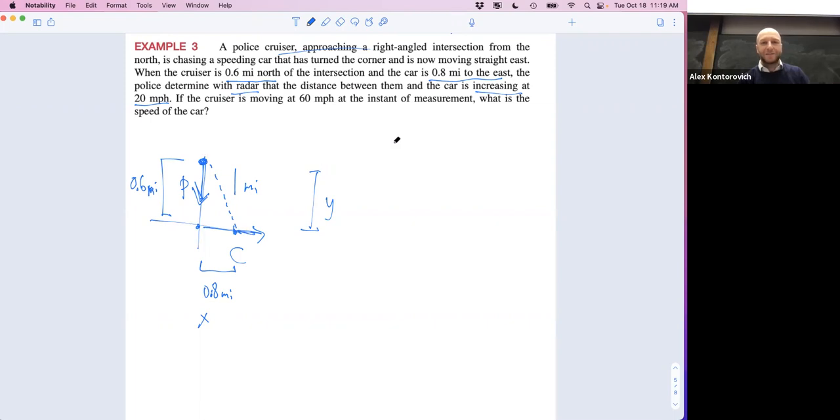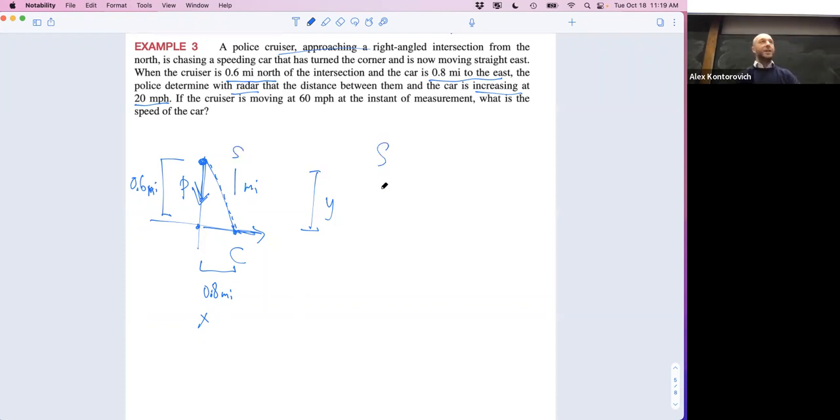So S, or do you want to call it D? D for distance? What do you guys like? Pick one. D? Okay, D. So D is the distance. D is this distance. Oh, D, D, D, T. Yeah, that's why you don't like D. Okay, I knew there was a reason that we often use S. Okay, so S is this distance.